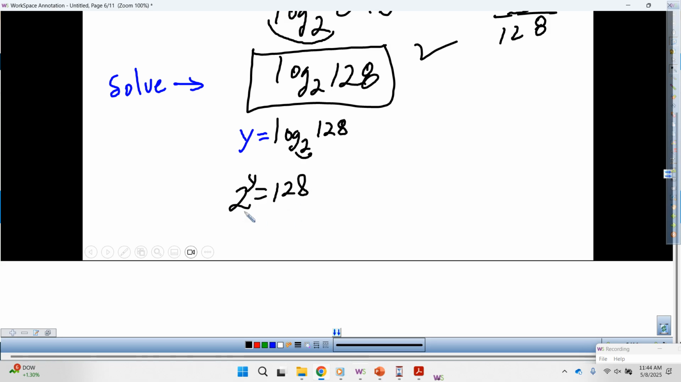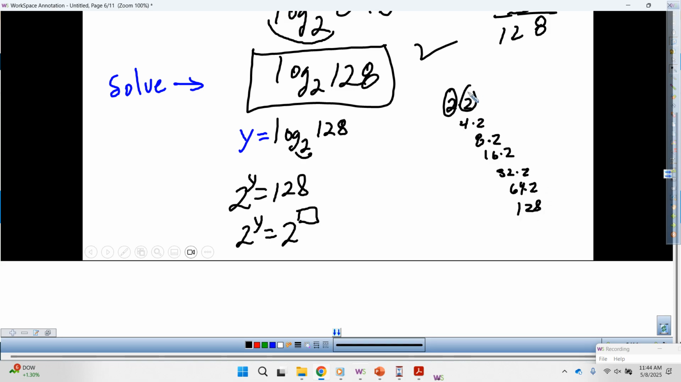Next, we need the same base on both. 2 to the y equals 2 to the something. So how many times 2 multiplied by itself gives me 128? Let's check. 2 times 2 is 4. Times 2, 8. Times 2, 16. Times 2, 32. Times 2, 64. Times 2, 128. How many 2's are there? 1, 2, 3, 4, 5, 6, 7. Therefore, y equals 7.